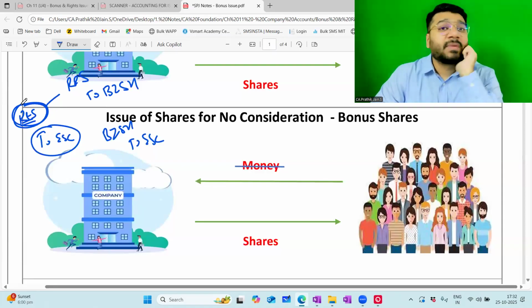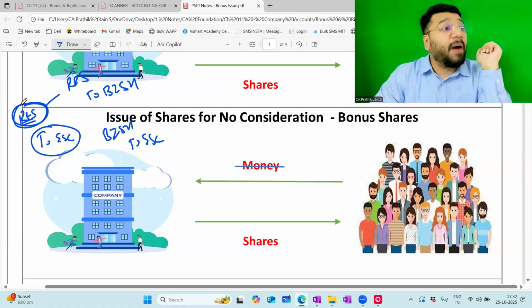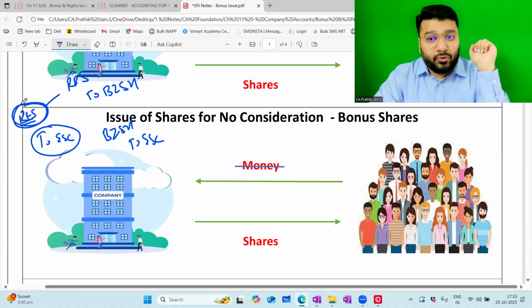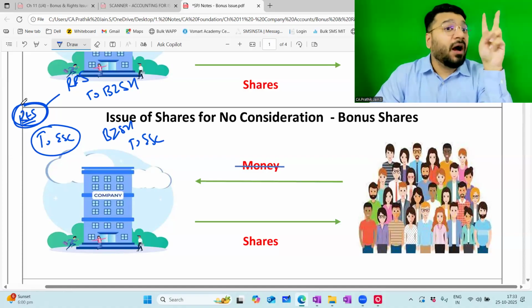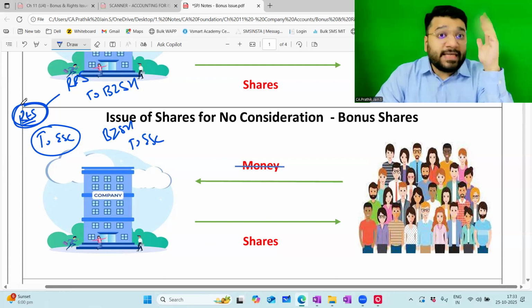For example, capital redemption reserve. Whatever amount is parked inside the CRR account, you can use either for redemption of preference shares in future or to give bonus shares. Apart from these two things, you can't use this money for any other purpose. So logic says, first use money from this stock.